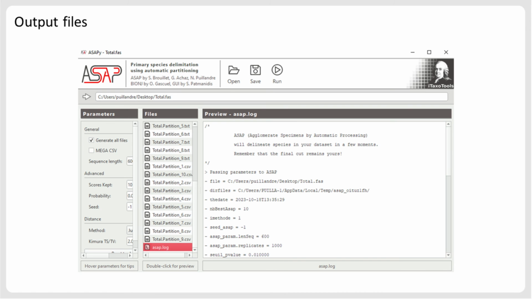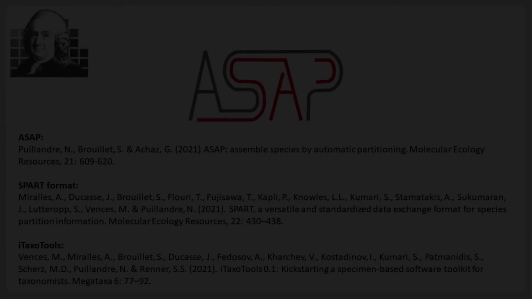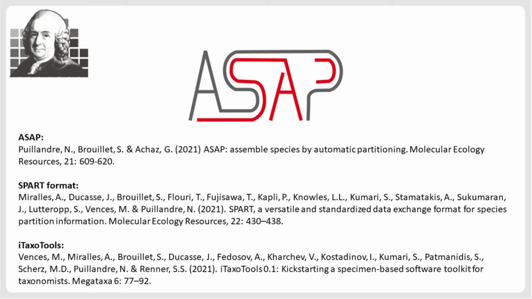As a last step of your analysis, you can click on the Save button and save all output files to a folder of your choice. For further interpretation of the results, see the original publications of ASAP and the documentation and help files on the iTaxoTools website. Always remember that the subsets suggested by ASAP constitute primary species hypotheses that should not be uncritically accepted, but should be checked with additional integrative evidence.